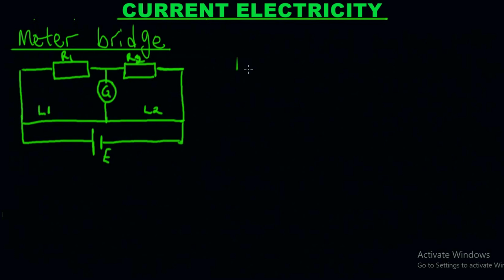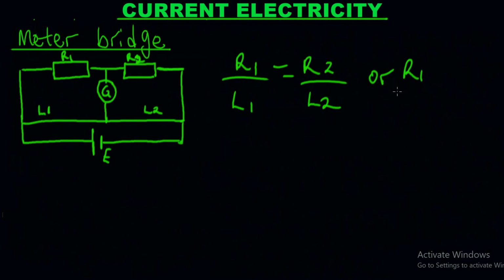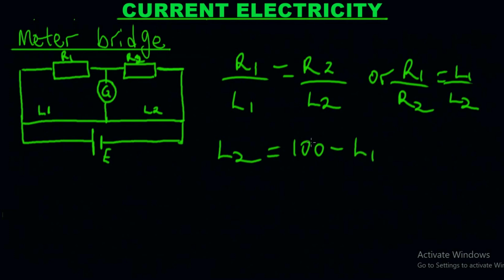Yes. So if you are given a question, this is the formula you're going to use. You could use this formula to find maybe any of the unknown resistances, or a given length, because we have two lengths. So R1 over L1 is equal to R2 over L2. Or you could also say R1 over R2 is equal to L1 over L2. Here, this L2, which is the second length, is given as 100 minus L1. Yes. So now let's talk about the potentiometer.